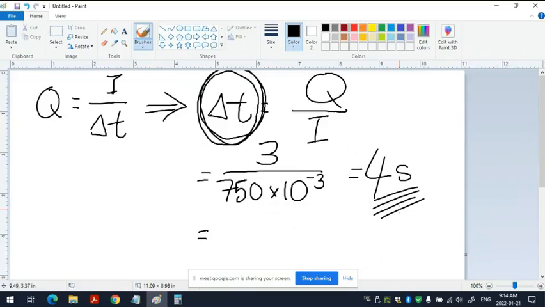Nadim, you have 2 equal signs. The middle equal sign should be the arrow. Yes, yes.